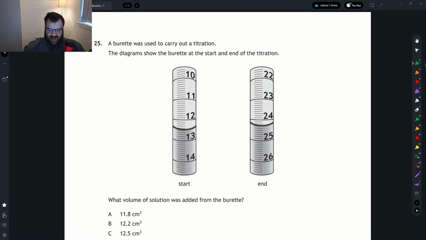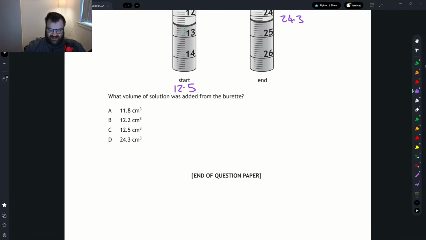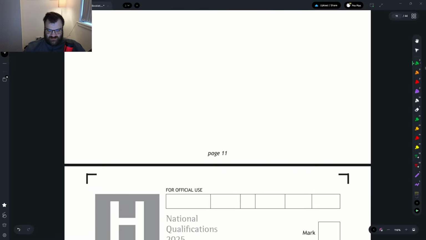We're asked about a burette. We need to take from the bottom of the meniscus. So I'm going to say that one's 12.5. And then we're finishing at 24.3. Yes. So the volume added is just going to be the difference between them. 24.3 minus 12.5 is 11.8. So bung it in your calculator and it'll spit out the answer for that one.